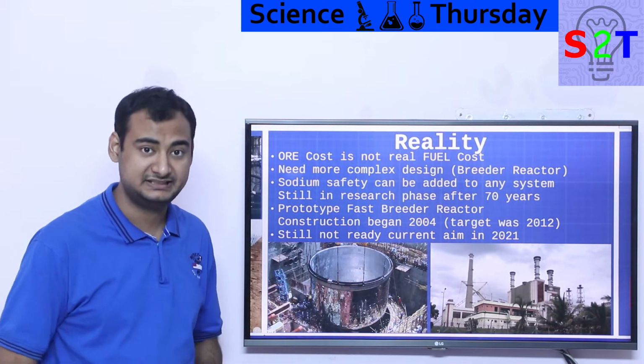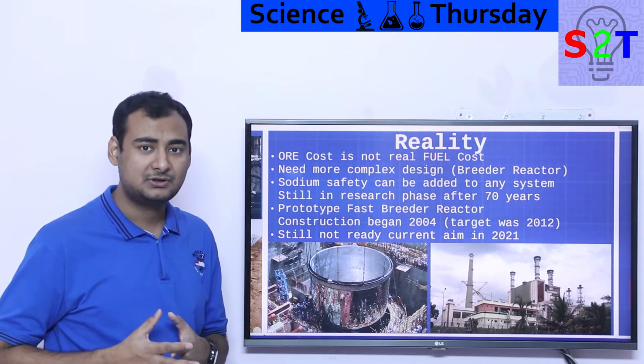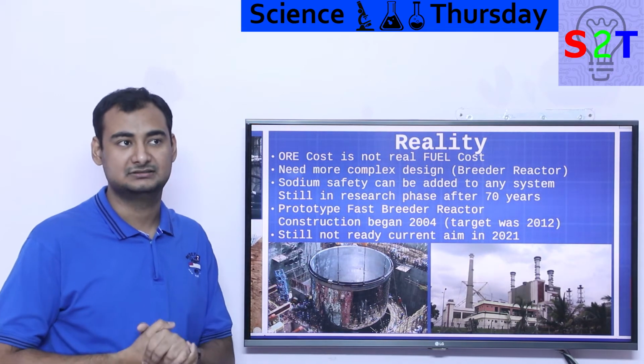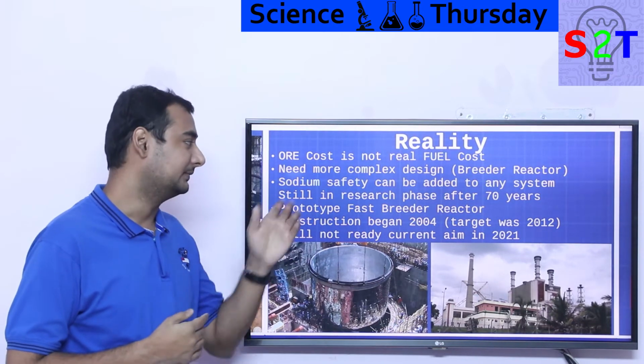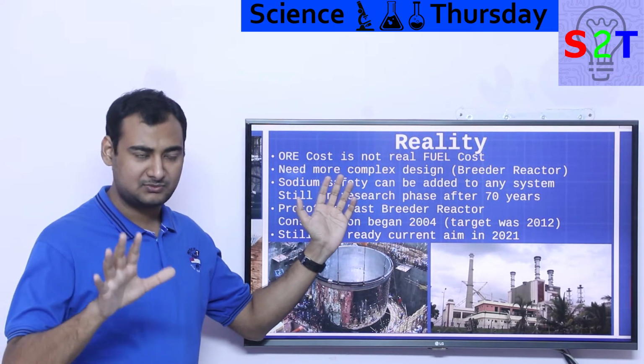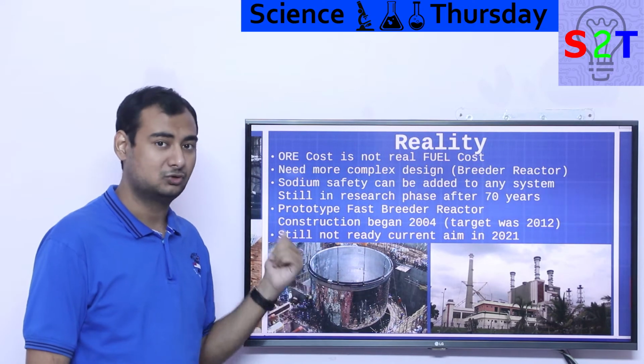Another aspect, this design is inherently more complex. Nuclear power plants in simplest form can be built by a teenager. Yes, one teenager was close enough to actually doing it. So there are nuclear power plants that are very simple, but this one is so incredibly complex.